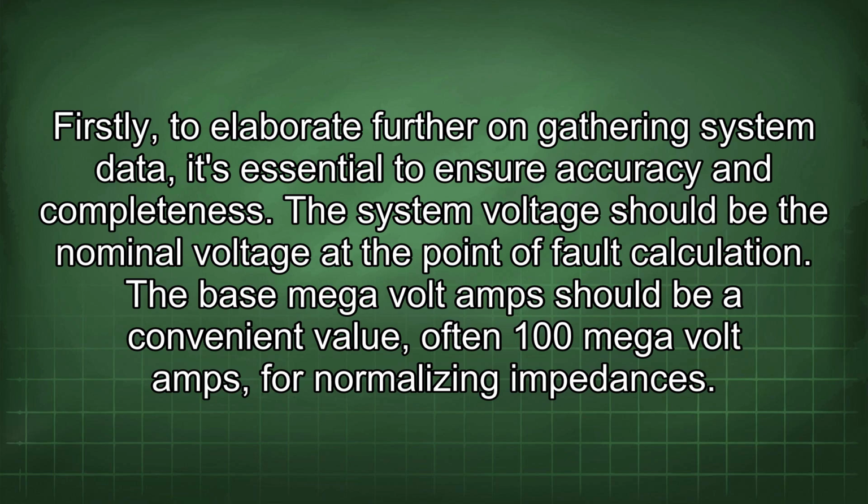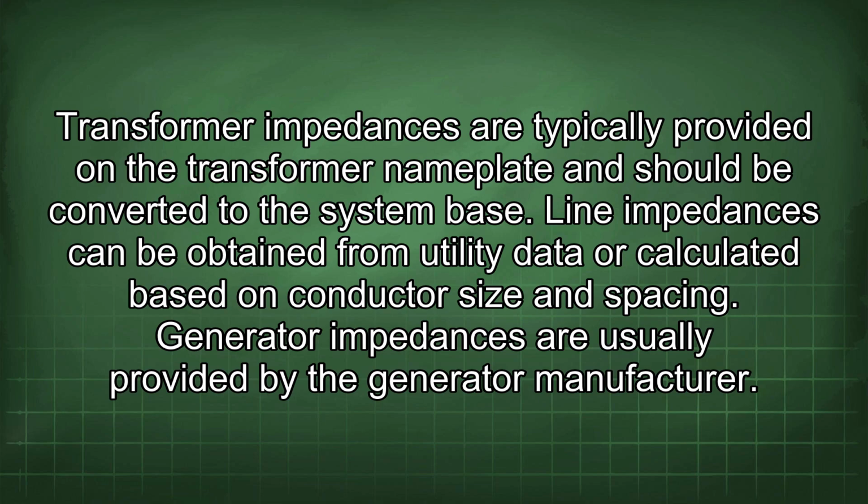Firstly, to elaborate further on gathering system data, it's essential to ensure accuracy and completeness. The system voltage should be the nominal voltage at the point of fault calculation. The base megavolt amp should be a convenient value, often 100 megavolt amps, for normalizing impedances. Transformer impedances are typically provided on the transformer nameplate and should be converted to the system base. Line impedances can be obtained from utility data or calculated based on conductor size and spacing. Generator impedances are usually provided by the generator manufacturer.